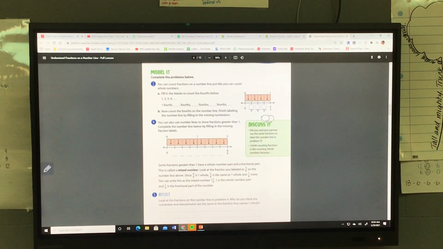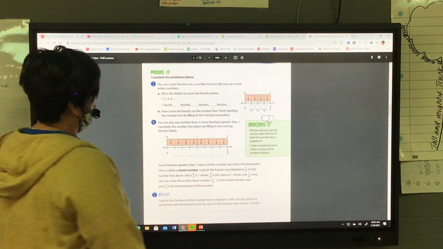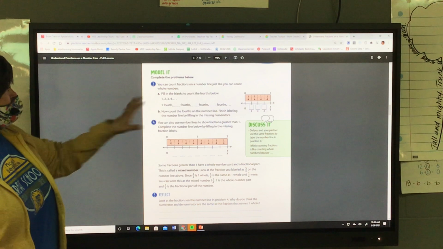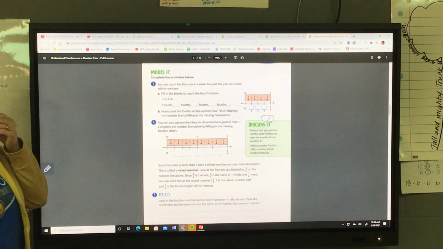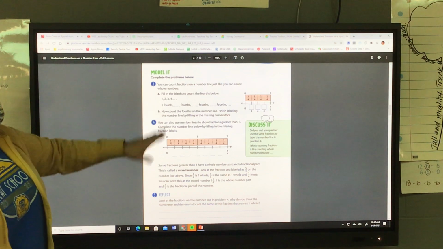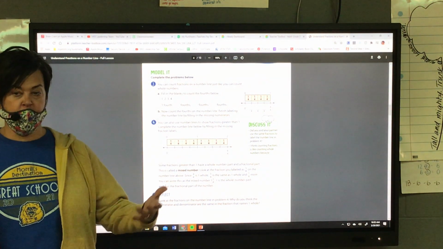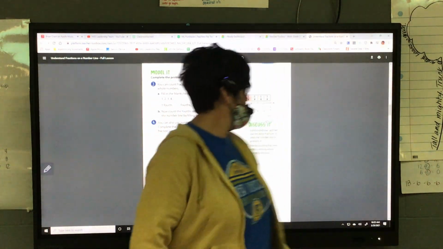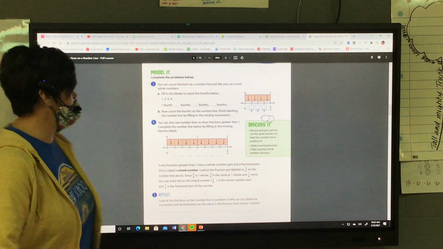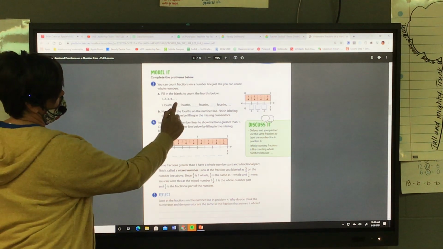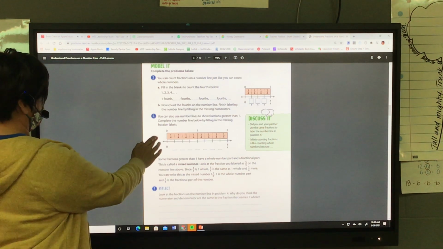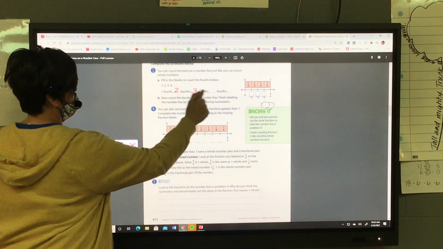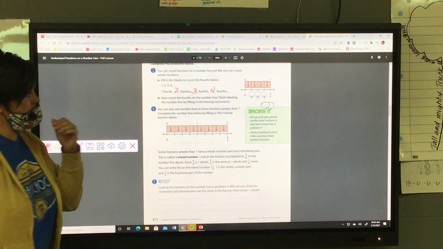All right. On the model, it says you can count fractions on a number line just like you can count whole numbers. Fill in the blanks to count the fourths below. So we would start by saying 1/4. Then what? 2/4. Then what? 3/4. And then 4/4. So let's fill that in. 1/4. Oops, I don't have my writing utensil on here. 2/4, 3/4, and 4/4.